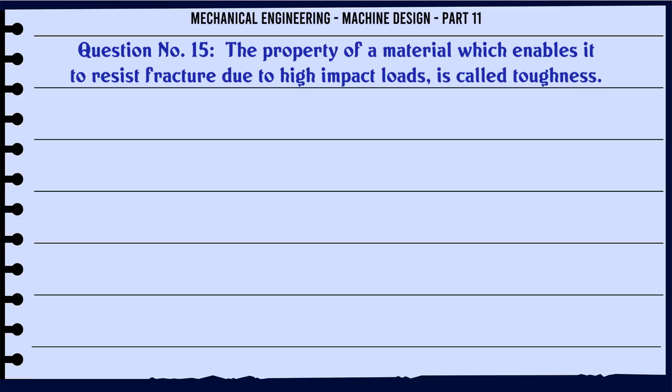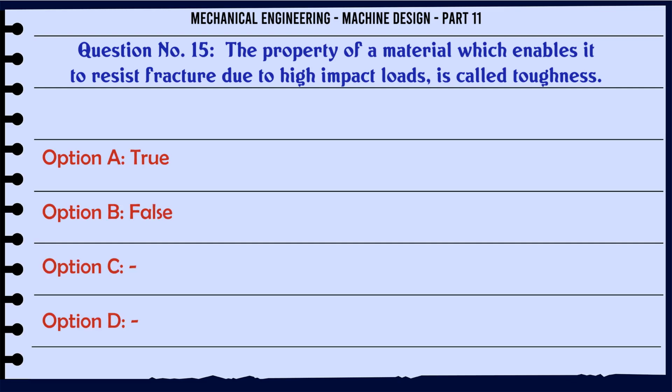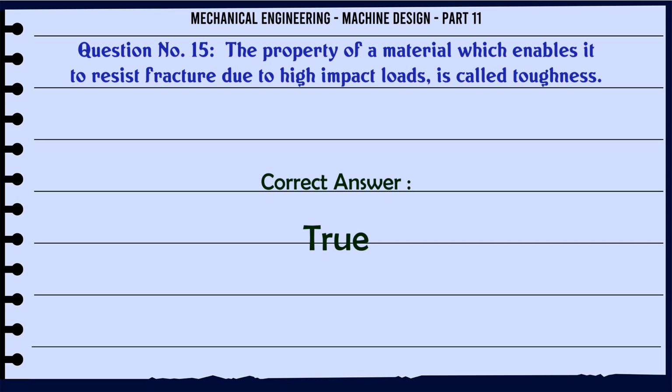The property of a material which enables it to resist fracture due to high impact loads is called toughness. A. True. B. False. C. D. The correct answer is true.